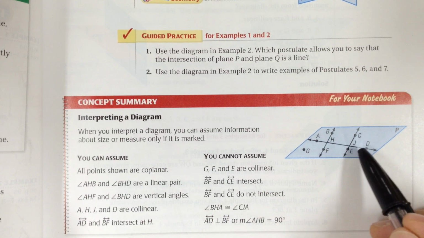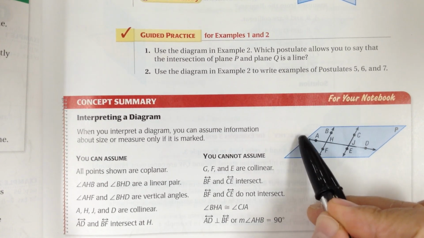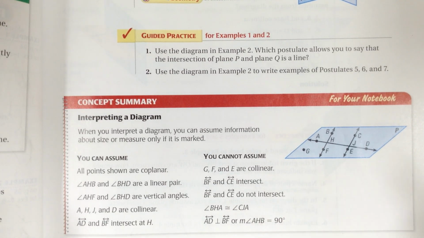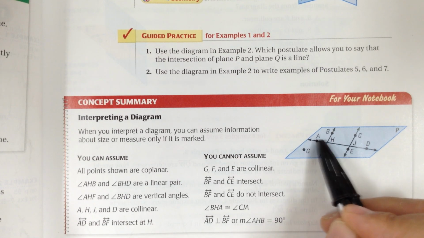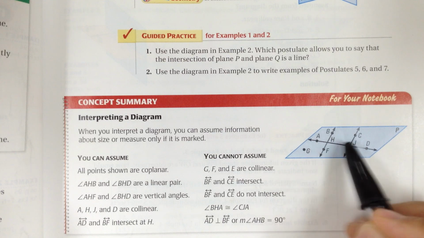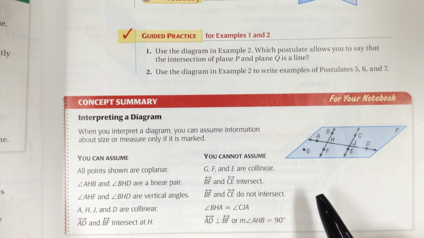angle BHA is congruent to angle CJA. So you cannot assume that this angle and this angle are congruent, okay? Because you just don't have information that tells you one way or the other, okay? If they're congruent, then you have to see the little arc, the red arc, then you can say that they are congruent. But if you don't see those markings, then you cannot assume.